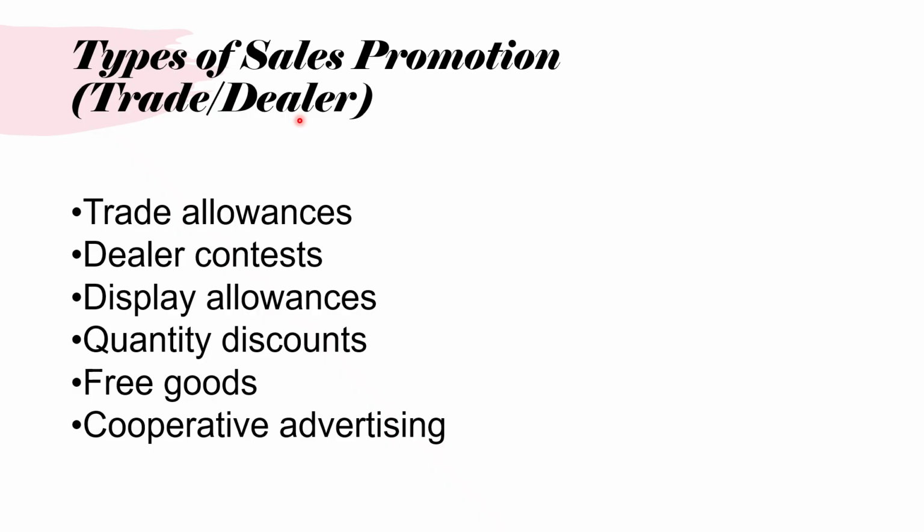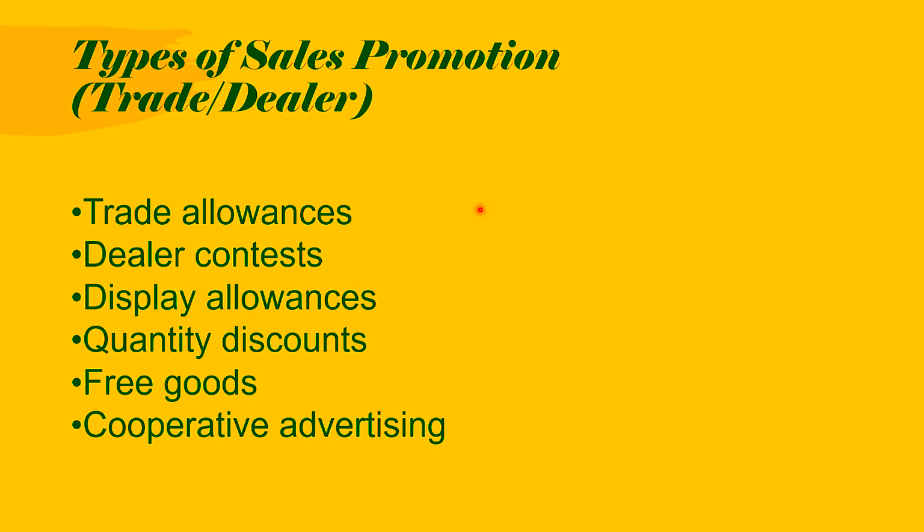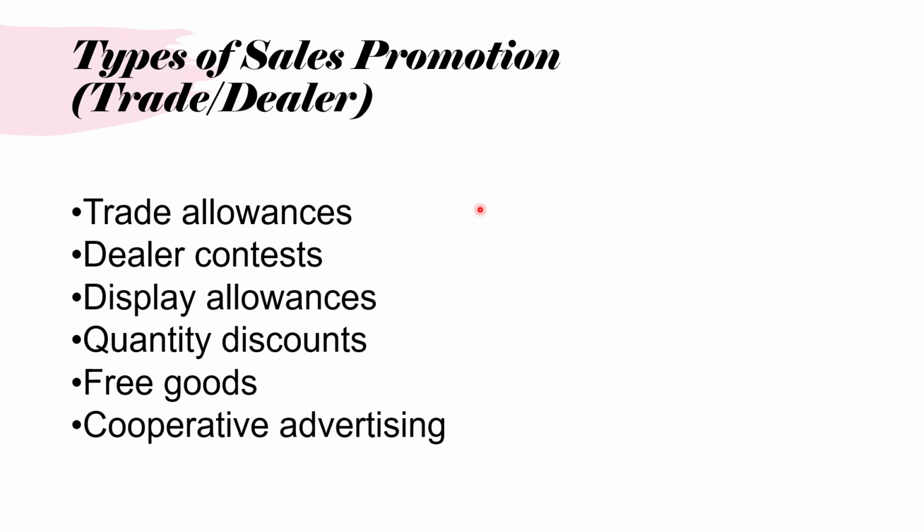Now we look at the types of sales promotion from the trader's or the dealer's side. These trade or dealer promotions are aimed at wholesalers, distributors and retailers to motivate them to promote a brand more actively. So there are trade allowances, which is an extra discount given to retailers, like Parle offers trade margins on biscuit cartons. Then there are dealer contests, where retailers participate in contests for prizes like TVs or trips. We see Samsung often runs dealer contests for new smartphone launches.